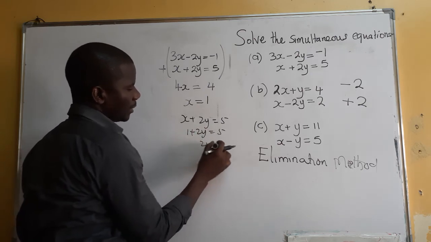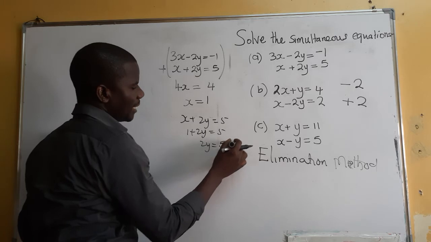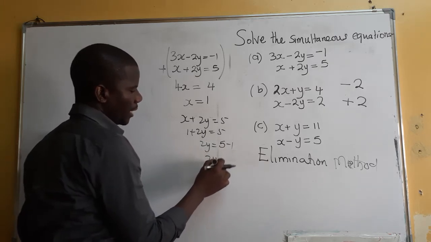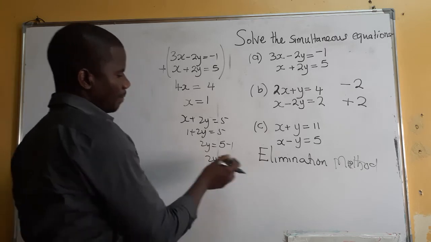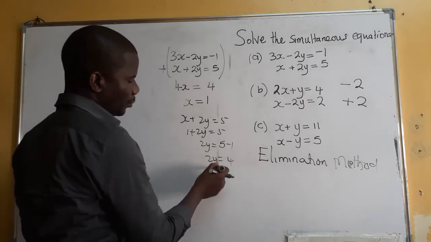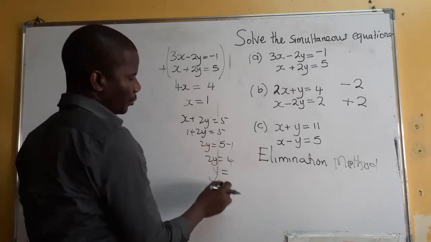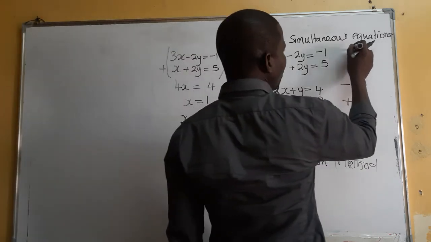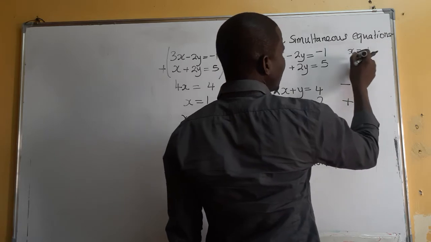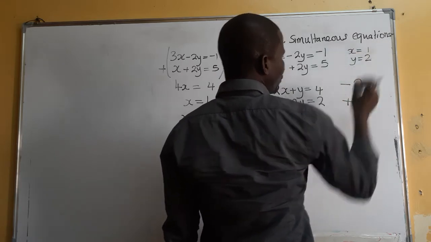So 2y is equal to 5 minus 1. So 2y is equal to 4. You divide both sides by 2, and y will be equal to 2. Alright? So at this point, we know that x is equal to 1, y is equal to negative 2.